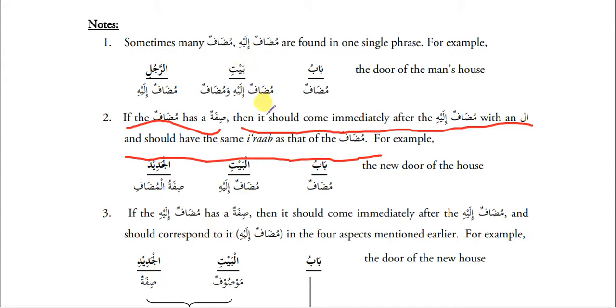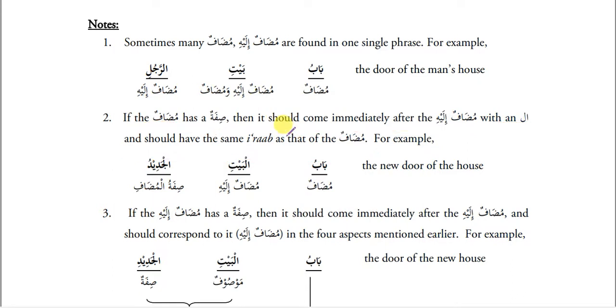So we have two sentences here. In the first sentence we have two muzaf ilay, more than one muzaf. In the second we have a sifat of muzaf, that is, Babu is muzaf here, and al-jadidu has pesh, and it's the sifat of muzaf. And in the third case we have a sifat of muzaf ilay.